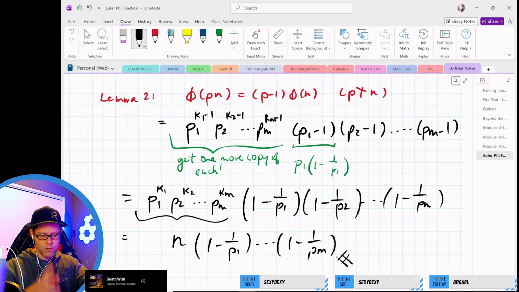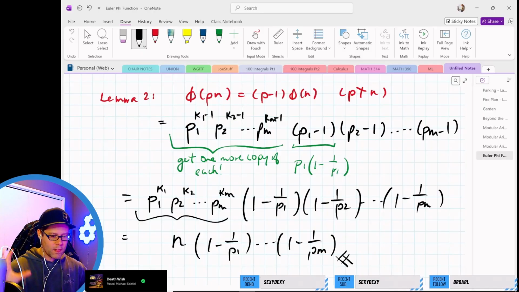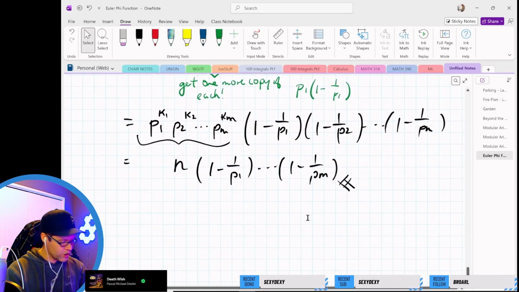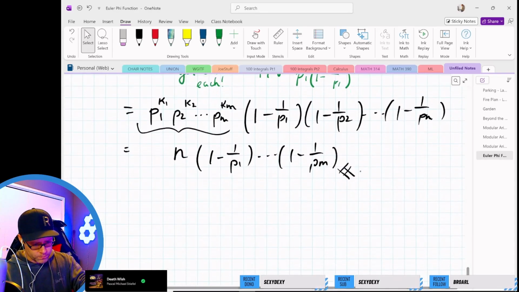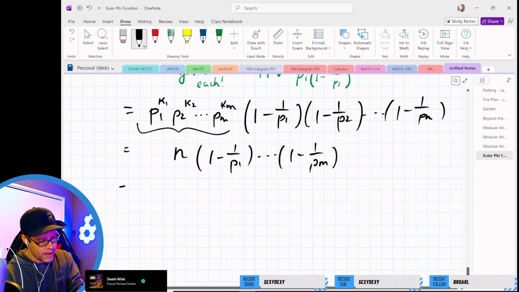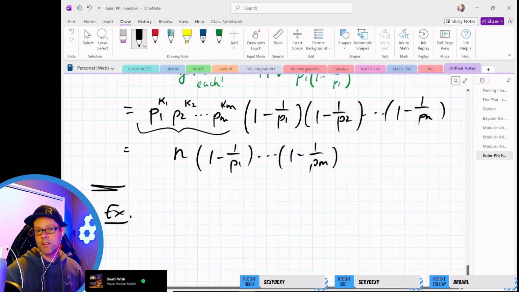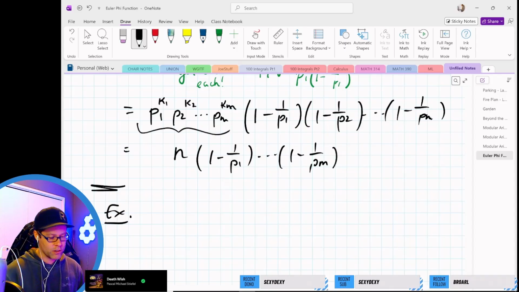So we do need those two lemmas. Those lemmas allow us to effectively break up these larger numbers into smaller pieces that we can work with, and then we do a little bit of rearranging to get the generalized formula. So there's our generalized formula. So what does this say? This says if I want to find the Euler Phi number for any positive integer, I really just need to know what its prime power factorization looks like.